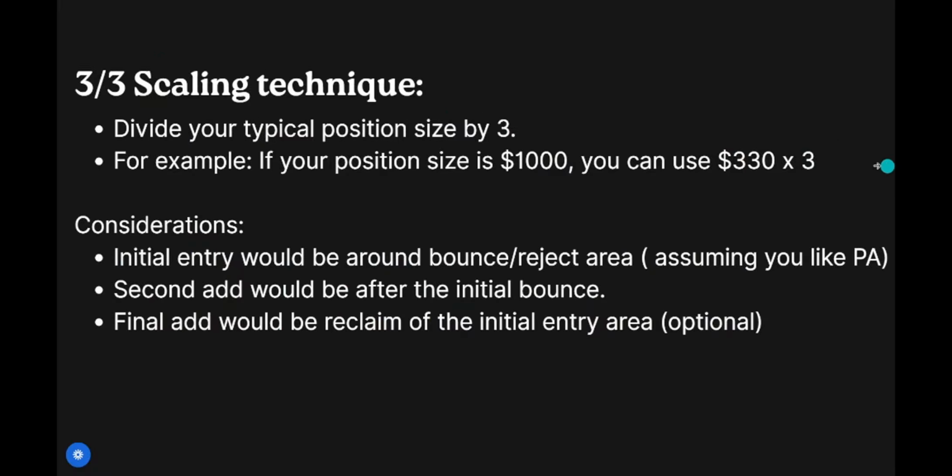A technique you can use is the 3-to-3 scaling technique. Divide your position size by 3, and you can use that to slowly scale in. So if your position size is 1,000, for your first add you can do $330 worth of contracts, second, and third, so on and so on.